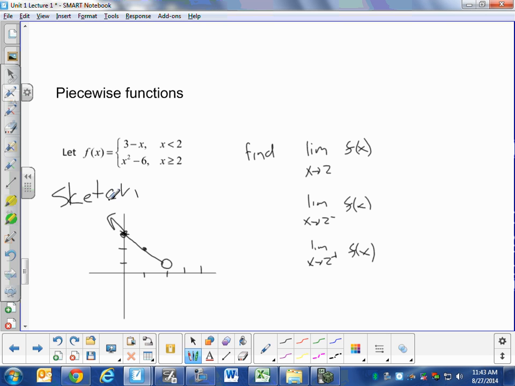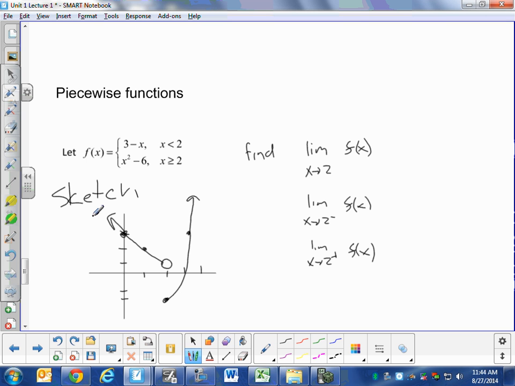Now I'm going to sketch my second piece starting at 2. I will have a closed circle. 2 squared is 4. 4 minus 6 is -2. So 2, -2 is where I start my second piece. I go to 3. 3 squared is 9. 9 minus 6 is 3. 3, 3. And it's an x squared, so it's a parabola, so it's going to kind of continue to increase from there.